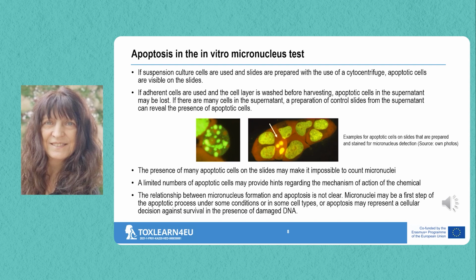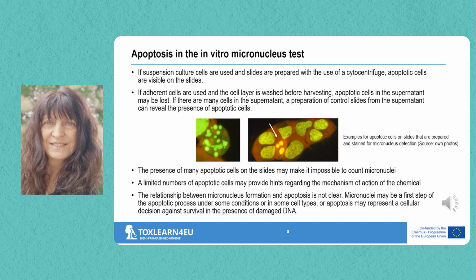Apoptosis is to some extent also detectable in the in vitro micronucleus test. If suspension cultured cells are used and slides are prepared with the use of a cytocentrifuge, apoptotic cells are visible on the slides. If adherent cells are used and the cell layer is washed before harvesting, apoptotic cells in the supernatant may be lost. If there are many cells in the supernatant, a preparation of control slides from the supernatant can reveal the presence of apoptotic cells. The photographs show you what apoptotic cells on such a slide look like.